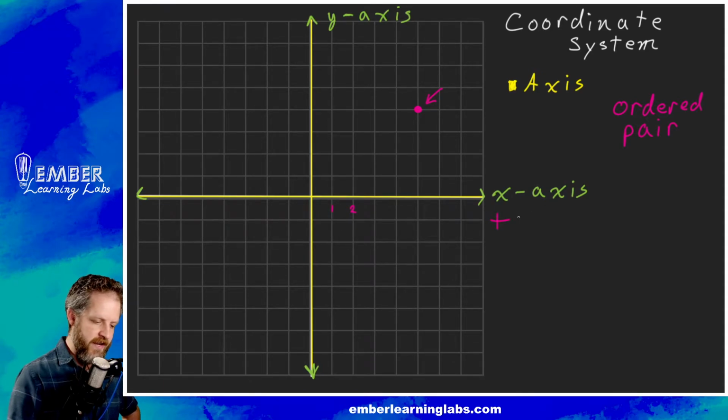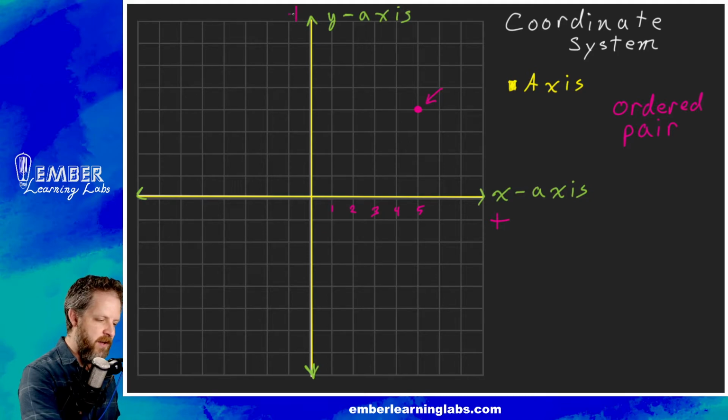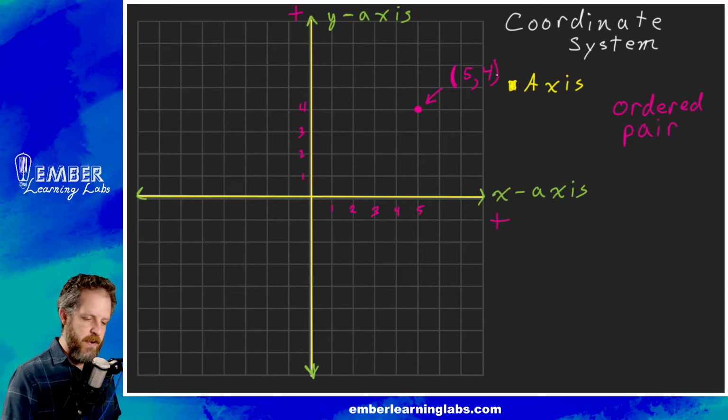If each one of these lines counts as one, this is the positive x-axis. So 1, 2, 3, 4, 5 over. And this is the positive y-axis, so we went up 1, 2, 3, 4. So this ordered pair right here would be the ordered pair 5, 4. When we list an ordered pair, we always list them as the x, comma, the y.